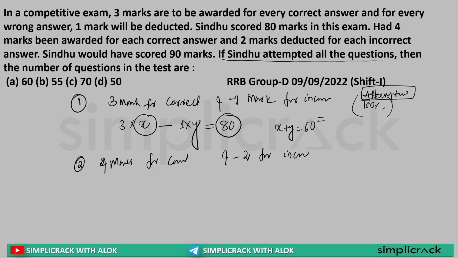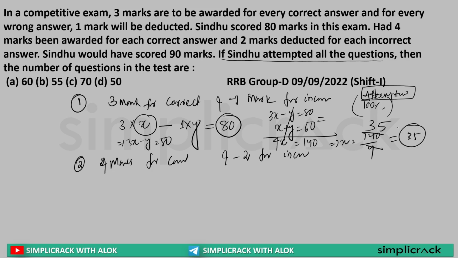Now here, 3x minus y is equal to 80, and x plus y is equal to 60. If I add both, y cancels out, and 4x is equal to 140. So x is equal to 140 by 4, which is 35. So 35 questions he attempted correctly, and the remaining 25 questions he attempted incorrectly. Yes or no? Yes.